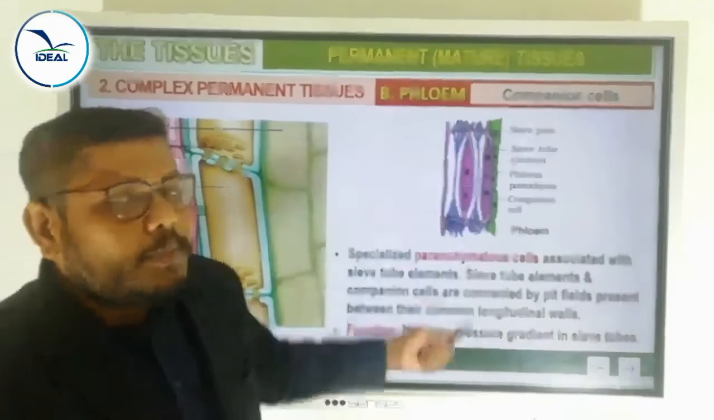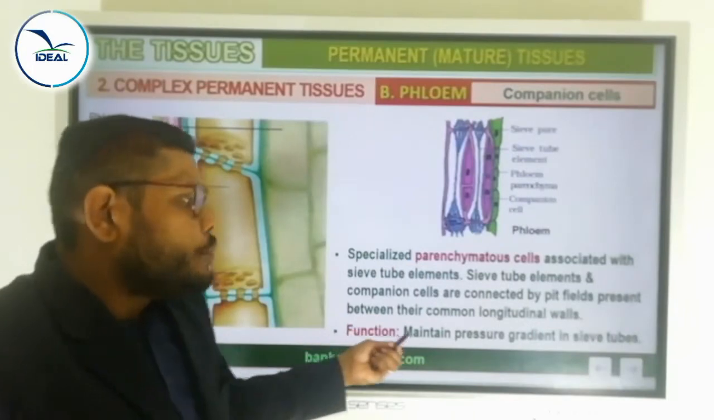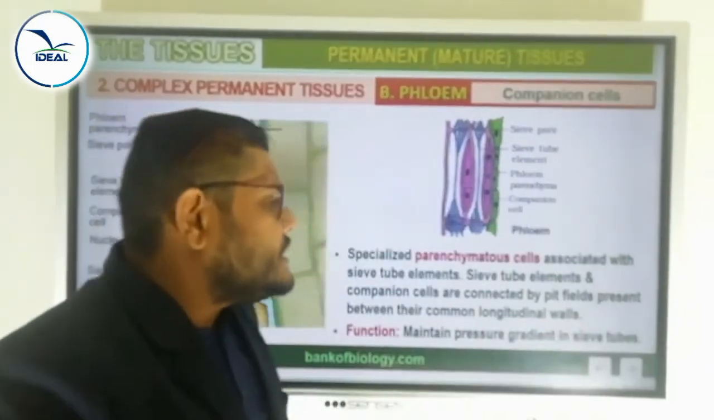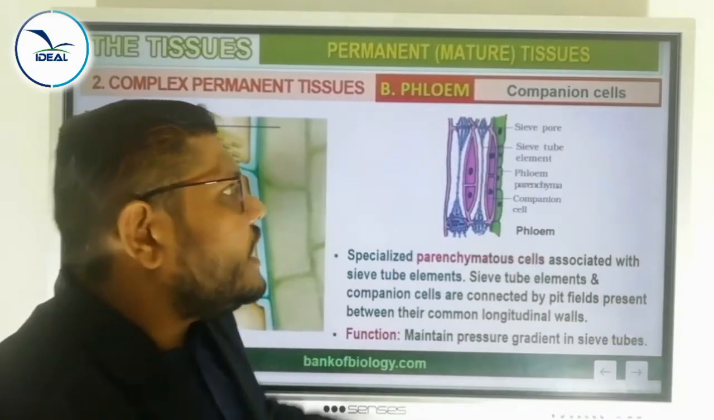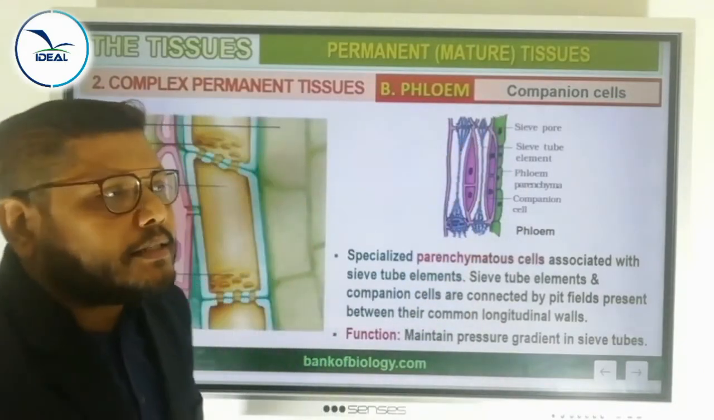What are the functions performed by these cells? They help to maintain the pressure gradient in the sieve tube. Maintaining the pressure gradient in the sieve tube is the function performed by the companion cell.